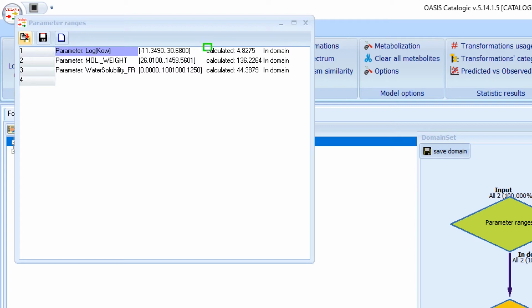The calculated log KOW, molecular weight, and water solubility for the target chemical, limonene, are displayed on the right side. These values fall into the ranges of variation of the PhysChem parameters extracted from the training set chemicals. As a result, the chemical is in the parametric domain layer.